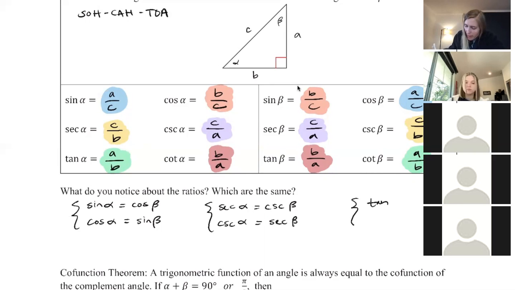And that tangent of alpha is equal to cotangent of beta. And cotangent of alpha is equal to tangent of beta.